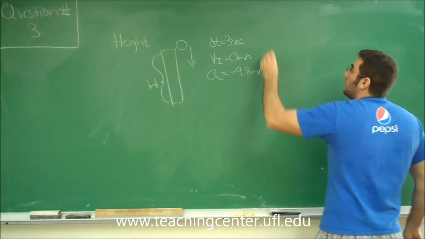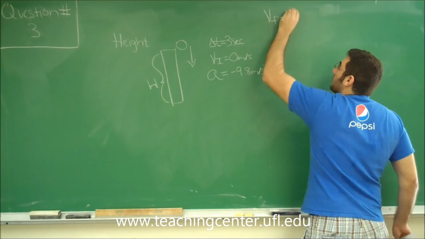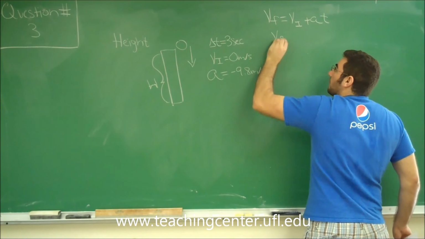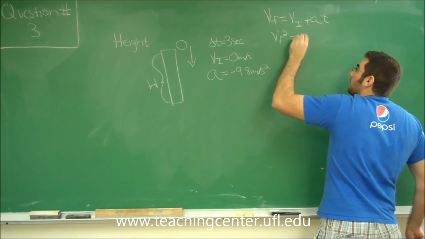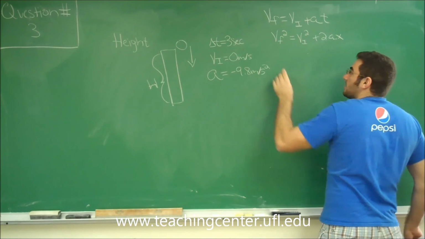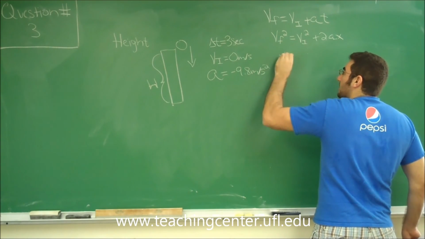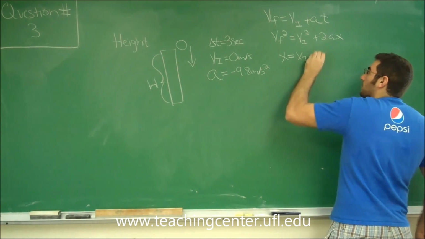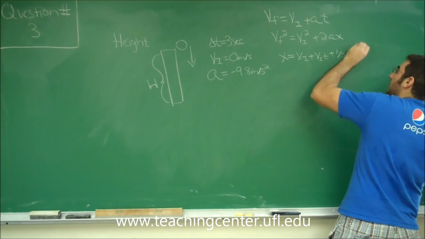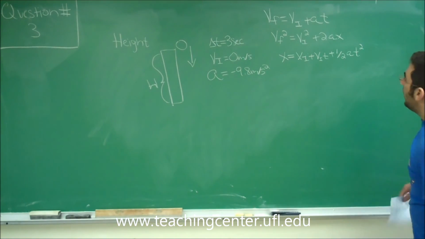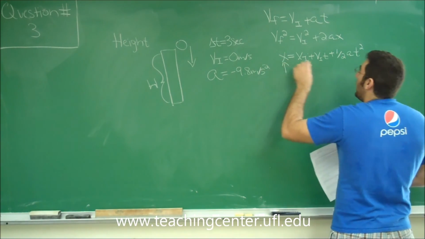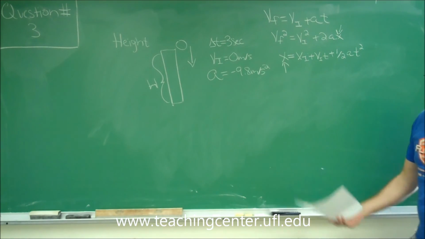So we go back to our equations and we say Vf equals V initial plus At, and Vf squared equals V initial squared plus 2ax, and we also have x equals x initial plus V initial t plus 1/2 At squared. These are only 3 of the 5 equations, but right away we know that we're solving for a height. So we want any of them that have x. But we also know we're given a time.